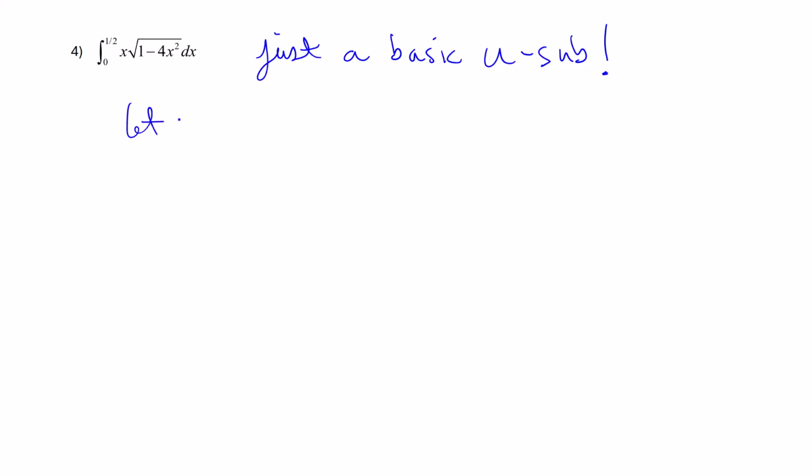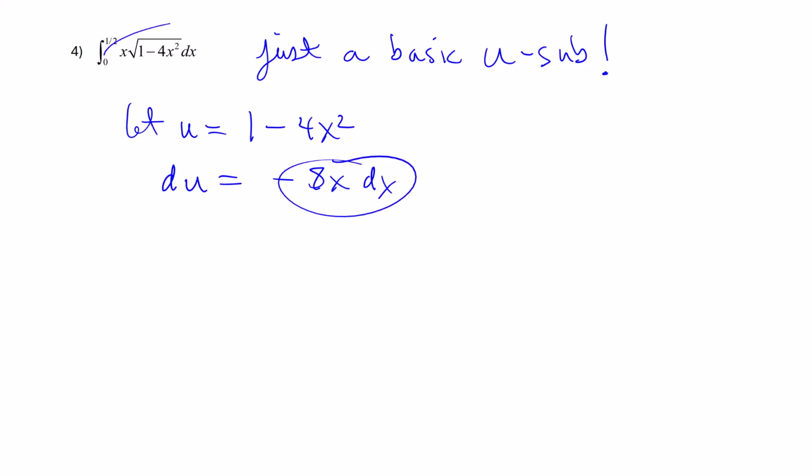So if we let u equal what's inside the root, so 1 minus 4x squared, then of course that would mean that du, this is just basic u sub stuff, would be negative 8x dx. Again, that's not exactly in our integrand, but it is close. We can deal with the negative 8 with no problem. So let's go back and do this. This should be much quicker to finish. Of course, now we have to have new bounds.